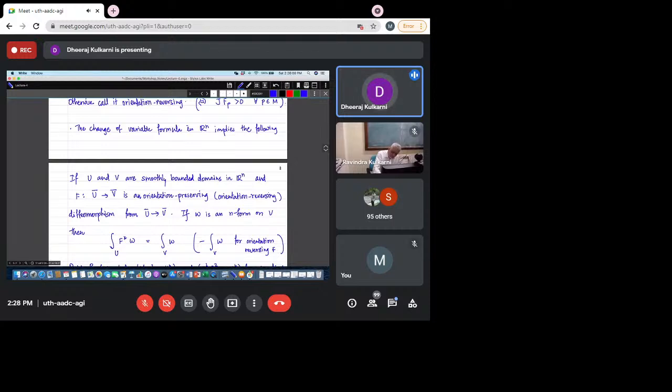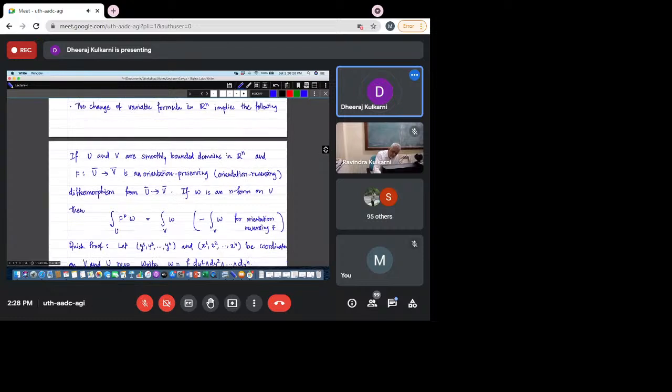Okay. So now if omega is an n form on V, then the integral of the pullback of that form via f on U is the same as the integral of omega on V. So this you get for the orientation preserving case. But what if you have the orientation reversing case? What if f was orientation reversing? Then in that case, you get minus the integral of omega on V.